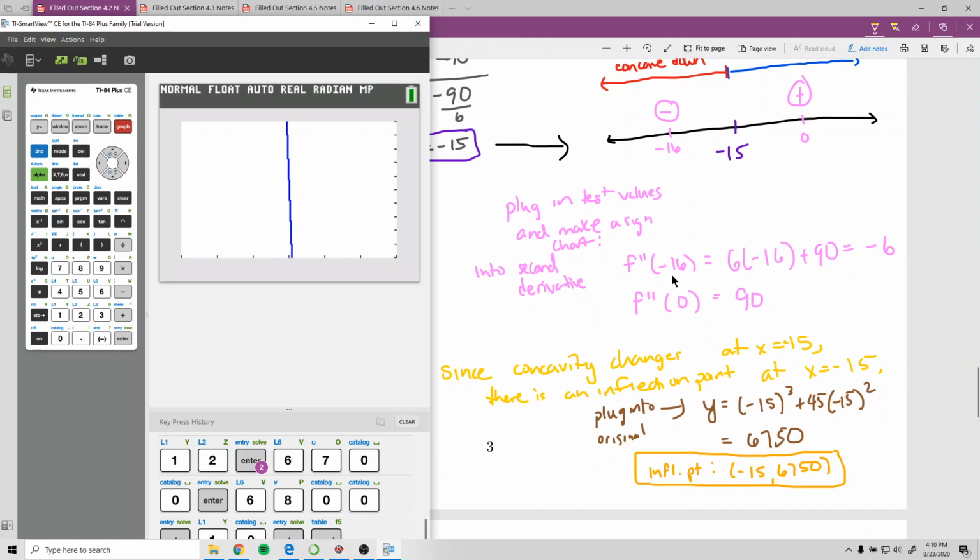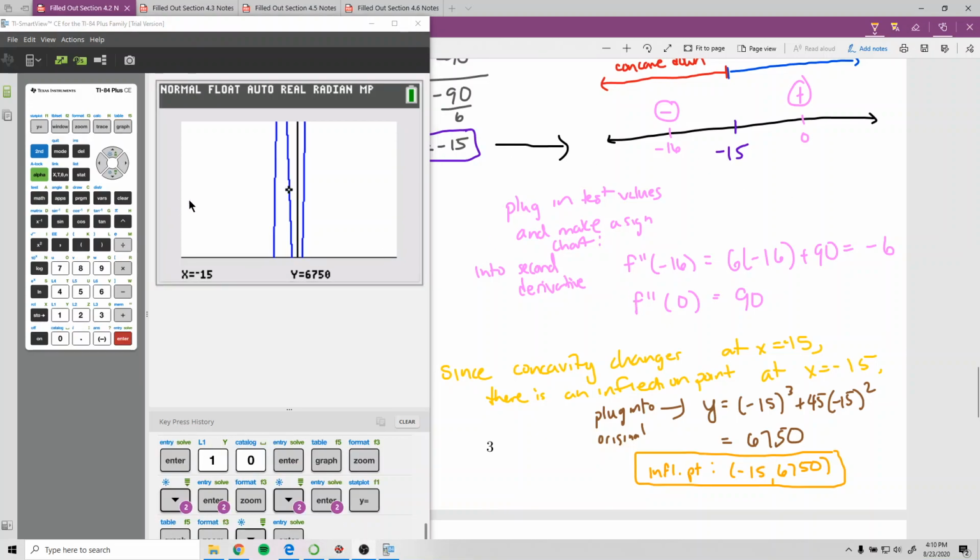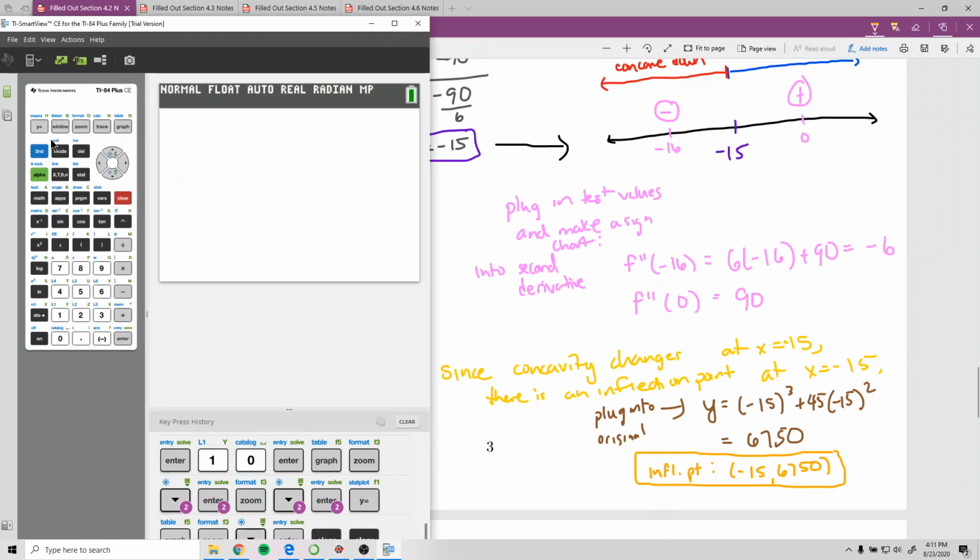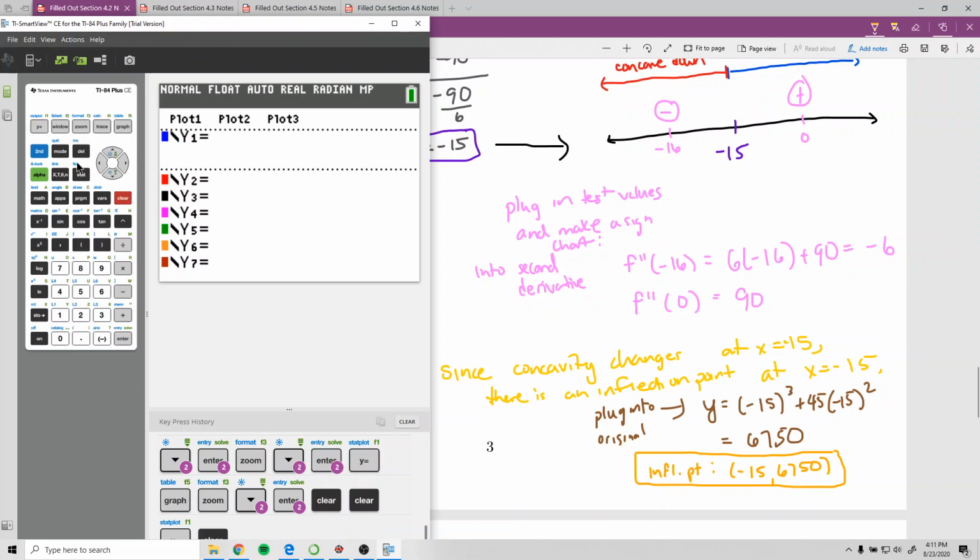Actually, this might be too steep. I should have graphed this beforehand. All right, so zooming out a few times gives me this picture, but it's a little too steep, so I'm going to make a better picture for you. Actually, it's very easy to figure out.